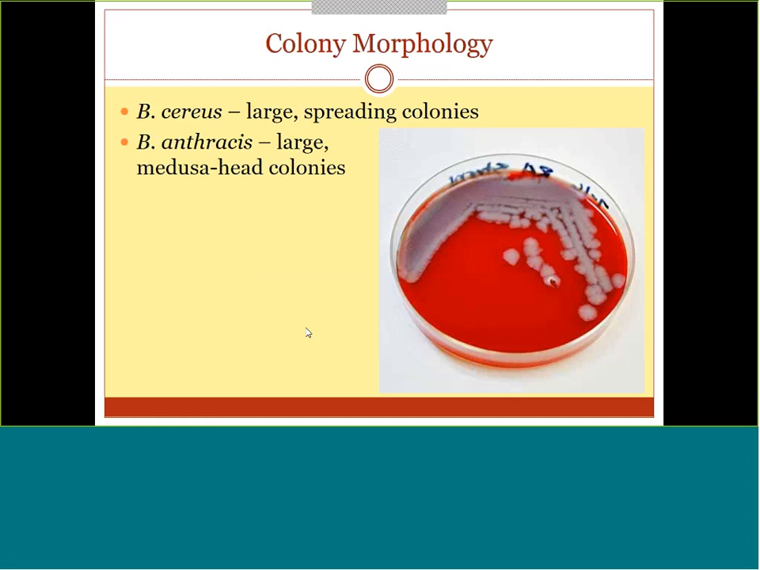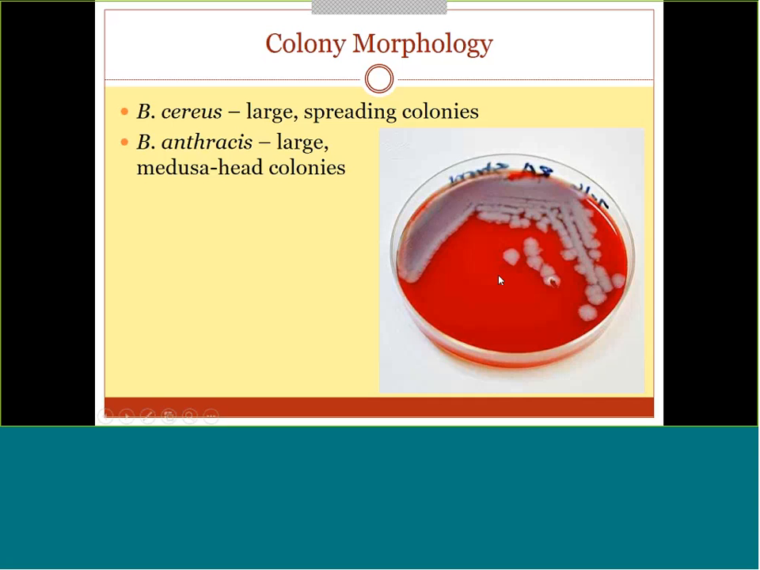But what Bacillus looks like in general, they're very large colonies. Both cereus and anthracis are large colonies. Bacillus cereus in general is called a spreading colony, just very big colonies, probably gray to white in color. Bacillus anthracis is also large. The picture here is Bacillus anthracis, just so you know. And they are said to have medusa head or comma-like projections.